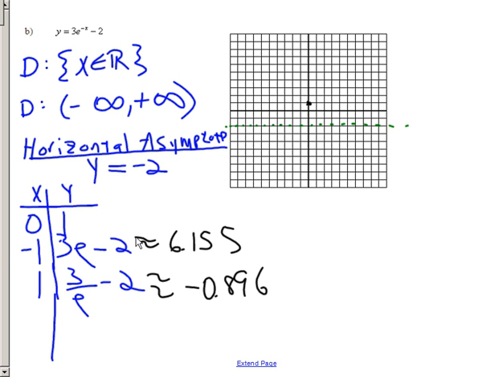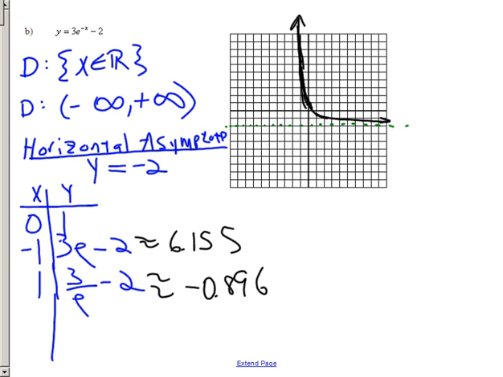If you go back -1, you're going to go up 1, 2, 3, 4, 5, 6, and a little bit more. If you go to the right one, you're going to go down -0.89, which is about right here. Yep, there's what a picture of it looks like.